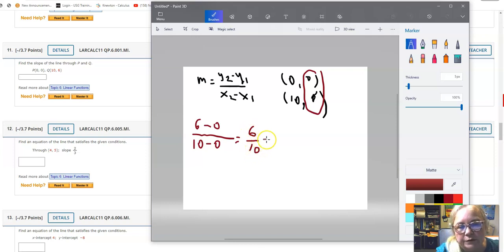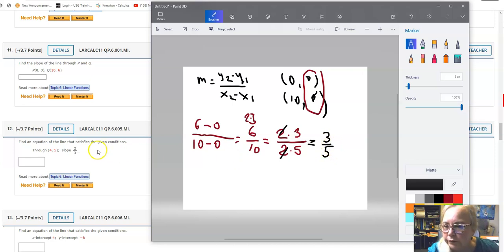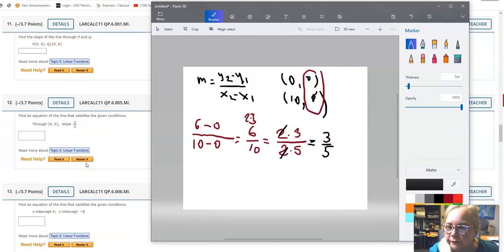Now we reduce this fraction. The numerator and denominator have a common factor 2. It's 2 times 3, 6, so we reduce by dividing out 2, and we have 3/5. So the slope is 3/5.